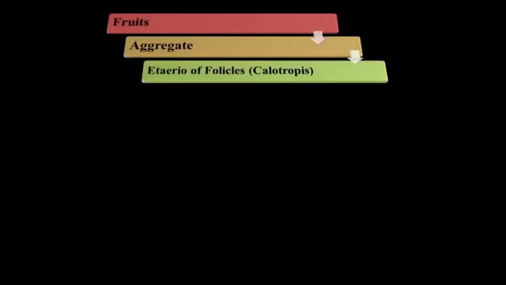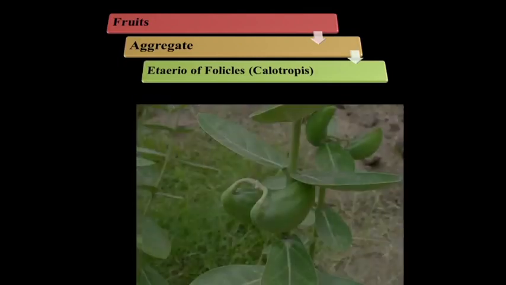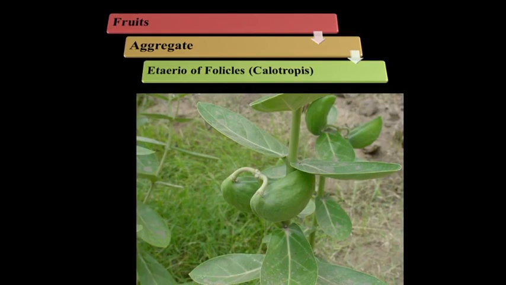Etaerio of follicles. The best example of etaerio of follicles is the Calotropis. In this structure, this is Calotropis procera. This is one follicle, this is another follicle. These two follicles are associated with each other in a single structure. This type of aggregate fruit is called etaerio of follicles. Follicle means there is a single side of opening for the dispersal of the seeds, and this is the epicarp, and endocarp is discussed earlier.